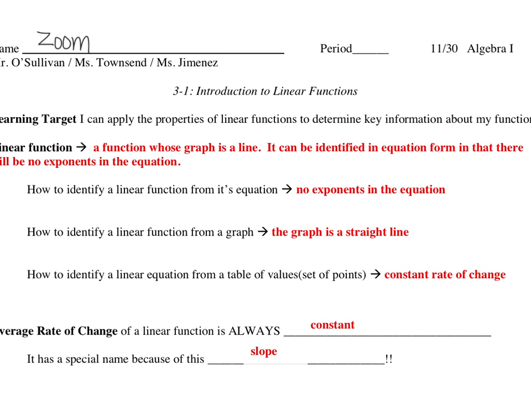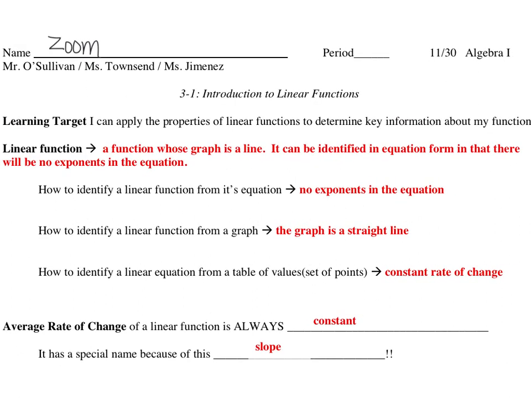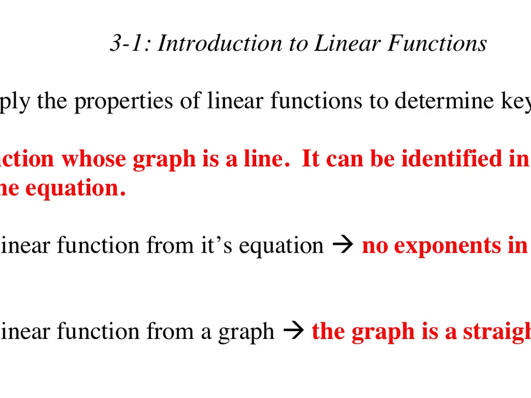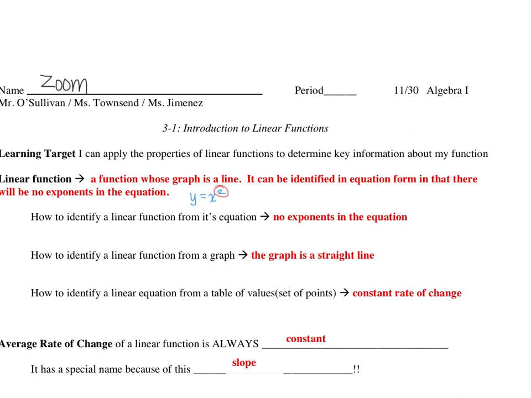Before we go into some problems, what we have to understand is what a linear function is. A linear function is a function whose graph is a line, and it can be identified in equation form in that there will be no exponents in the equation. So for instance, the minute I have this in my equation, it's not linear. Every time we see this exponent, it's not linear. The way to identify a linear function from its equation is just to look to see if there's an exponent.